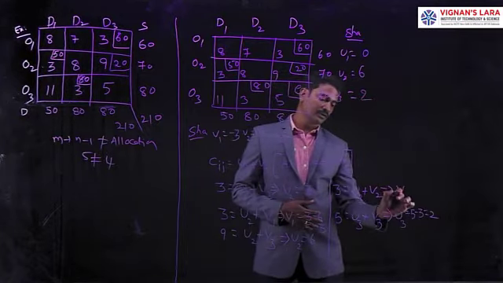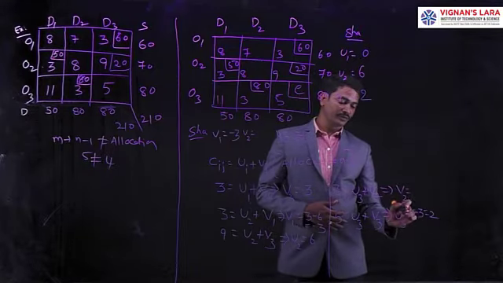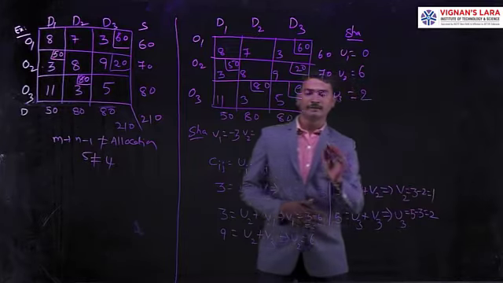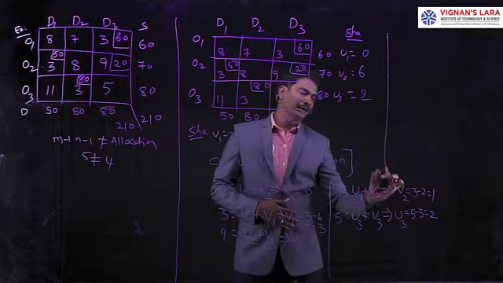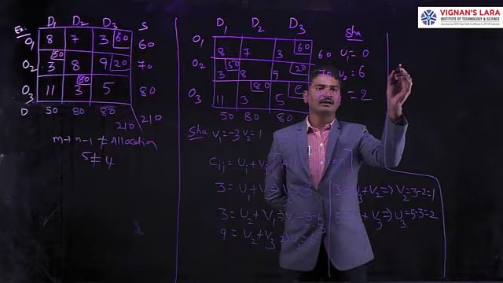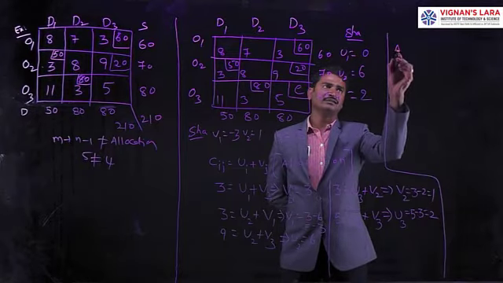Here we are going to substitute the U3 value. From this we get V2. V2 is equal to 3 minus 2, which is equal to 1. V2 is equal to 1. Then, after calculating the shadow prices, we are going to calculate the optimality by checking the dij value.